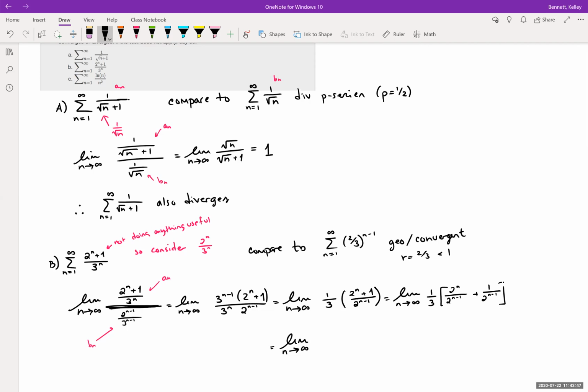I'm not even going to bother writing the next step. We'll just say, notice that this goes to 0. And then the simplification is that this just equals 2/3. So again, we have that the limit of a_n over b_n is non-zero and finite. So since the geometric series that we chose to compare it to converges, we would conclude that our given series, 2 to the n plus 1 over 3 to the n, also converges.